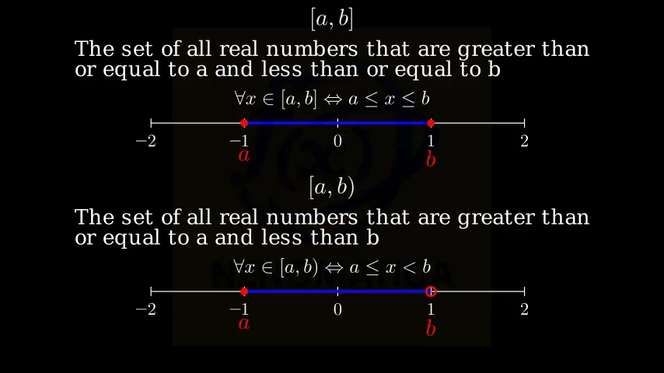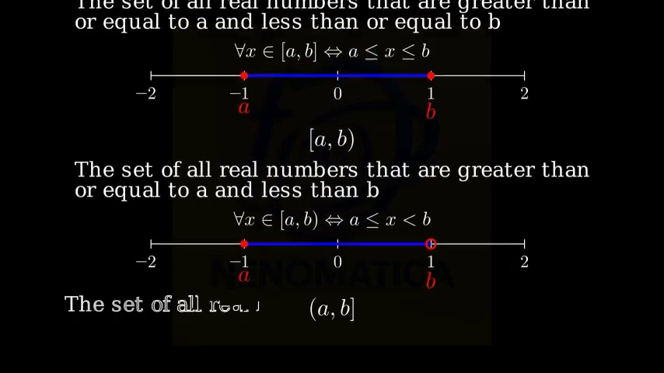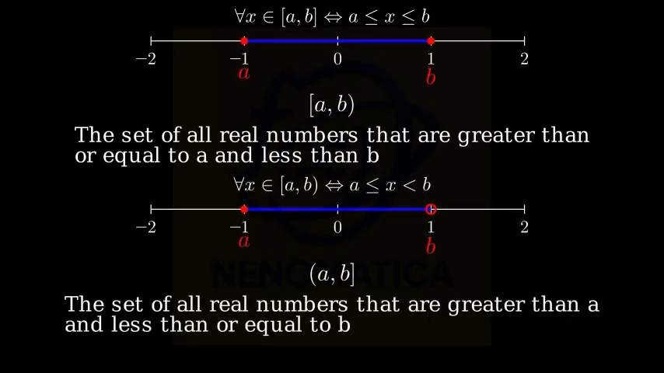Now, let's look at another type of half-open interval from a to b. We denote this with the notation (a, b], where the round parenthesis at a indicates that it is not included in the interval, and the square bracket at b indicates that b is included. This represents the set of all real numbers that are greater than a and less than or equal to b.